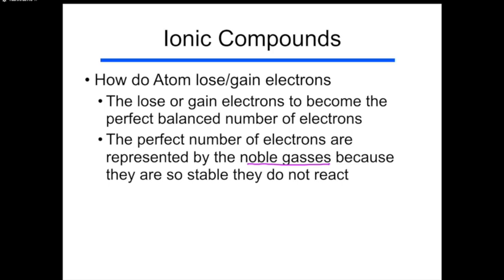In fact, if you think back to how we describe noble gases, they are unreactive, meaning that they don't want to gain electrons, they don't want to lose electrons. The reason is they are perfectly balanced. And when atoms react to become ions, they react in such a way that they want to become the perfect distribution, meaning one of the numbers of electrons that are represented by one of the noble gases.